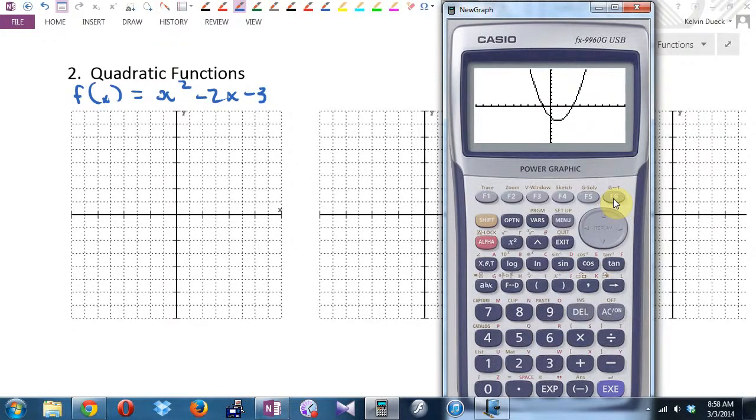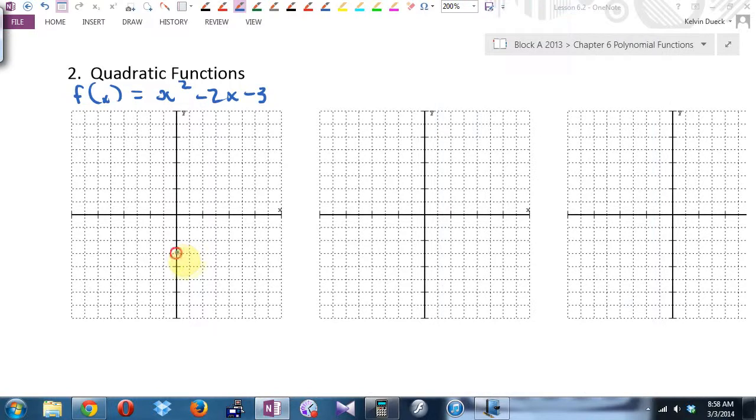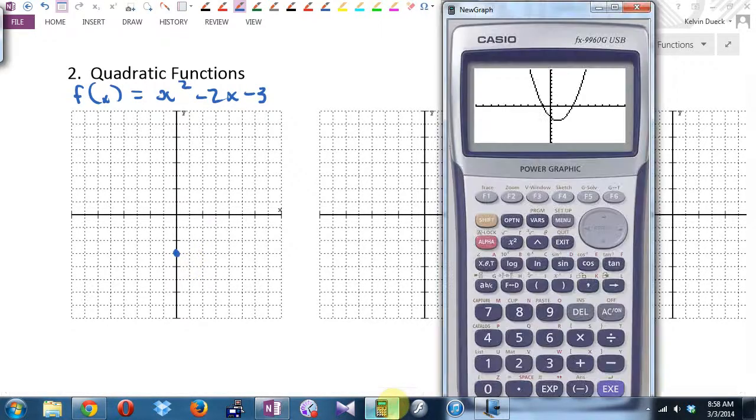If I'm going to use my graphing calculator, well, first of all, without even doing any math, without even graphing, I could have told you the y-intercept. What's the y-intercept of this graph? So I'm going to put a dot right here. It's going to go through there. What's the other point I'd really like to find for a parabola?